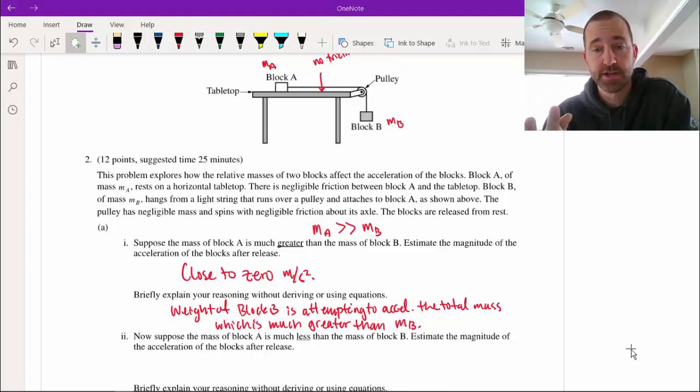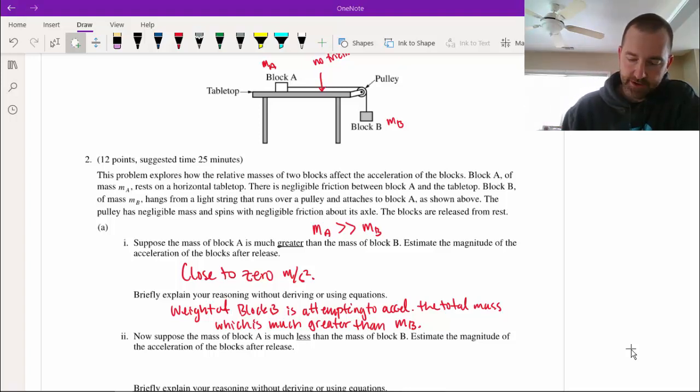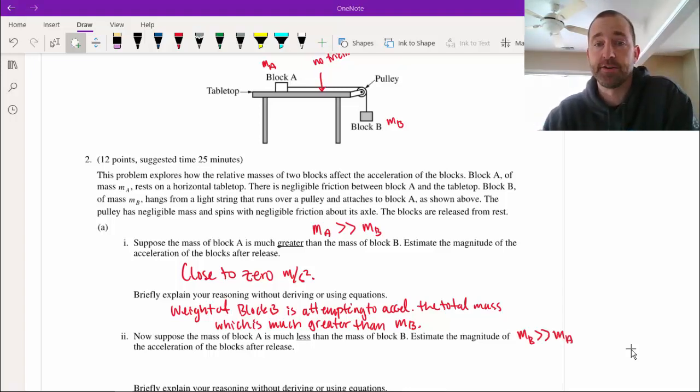Yeah, no equations. So I can't put m times g, I just have to use the word weight to represent that. Now for part 2, they're asking you to kind of flip it around. What if the mass of the block B is much greater than the mass of the block A? How is that going to affect the problem? Well, it should be pretty much the opposite.